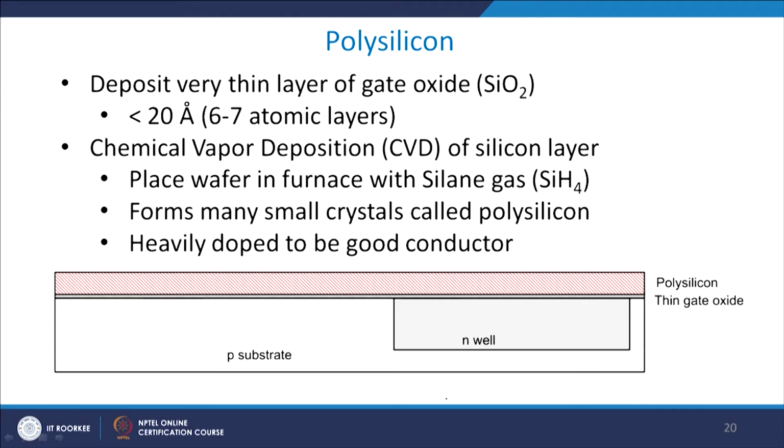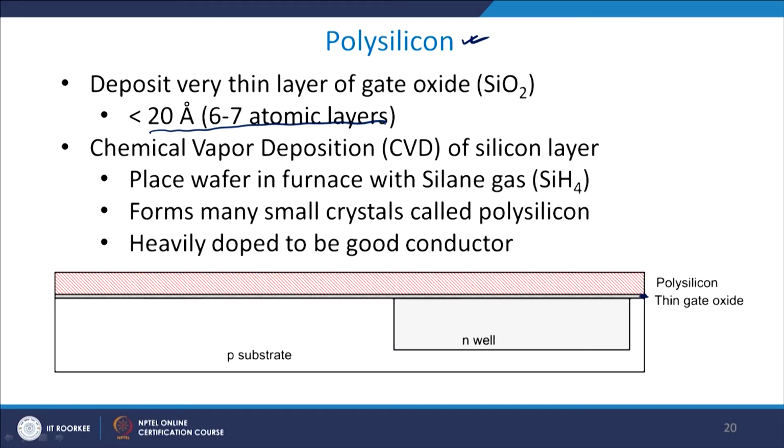After this we grow a layer of polysilicon. This layer is known as polysilicon, right. We deposit a very thin layer of gate oxide, which you see here. This is a thin layer of gate oxide, right. It is approximately 20 angstrom, which means approximately 6 to 7 atomic thickness.